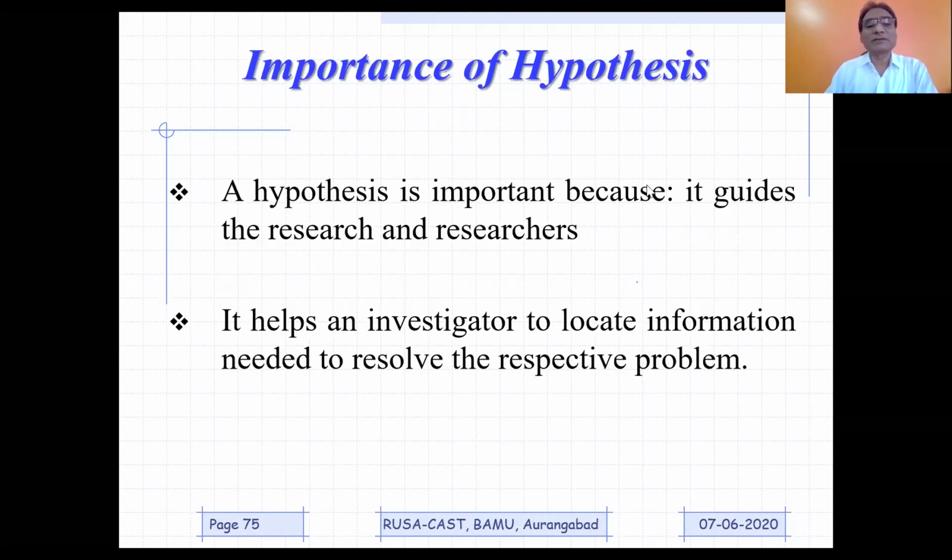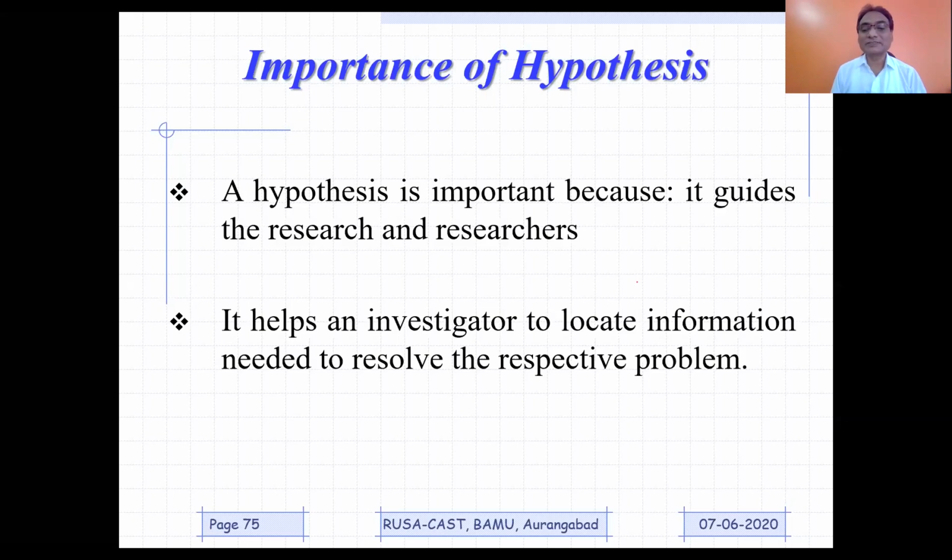Now, what is the importance of a hypothesis? A hypothesis is important because it guides research and the researcher, because it provides a wonderful opportunity to learn, both for the researcher and for the research investigation. Whatever hypothesis you write and whatever prediction you make, accordingly you will be designing a set of objectives. You will prepare a plan, an experimental plan based on your hypothesis. That gives you a kind of track to reach your destination.